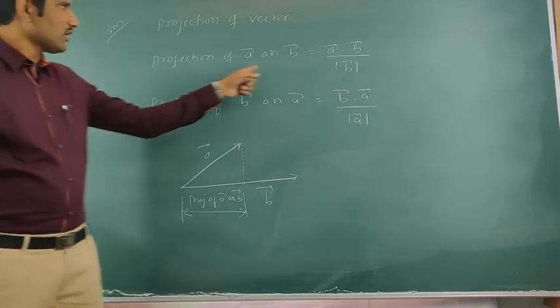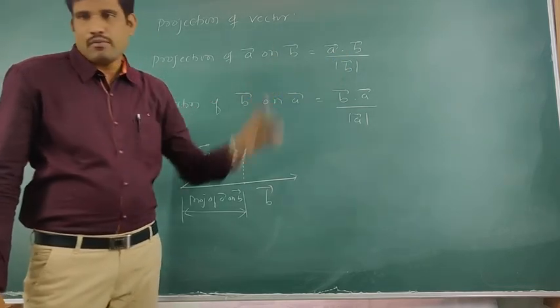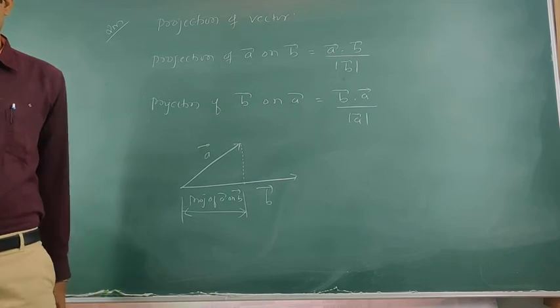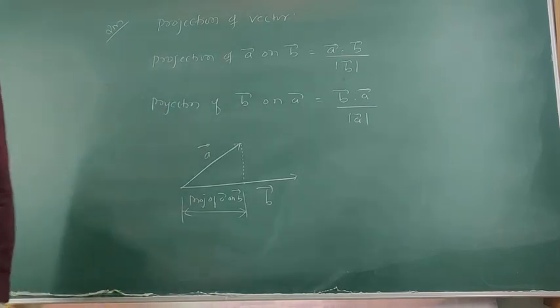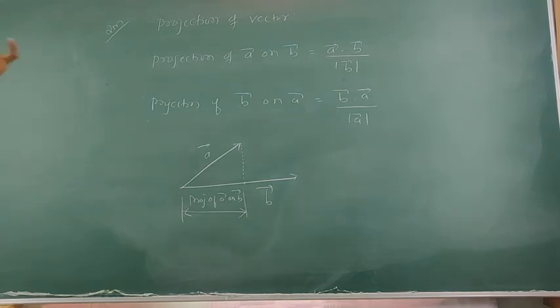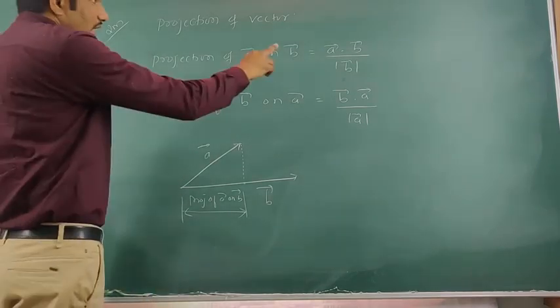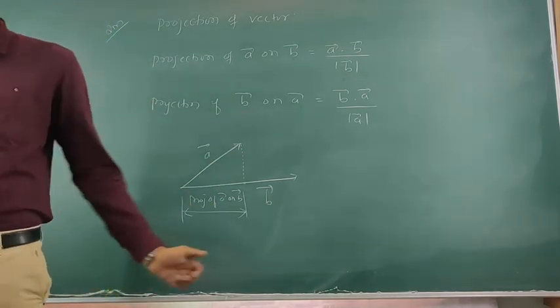So the projection of vector A on B is A dot B by magnitude of B. Write down this formula. We have one or two problems on this, and there is one 2-mark question on projection of vector. It's very easy. Just write the vectors and find A dot B and the magnitude of B, and you get the answer. Write down this.